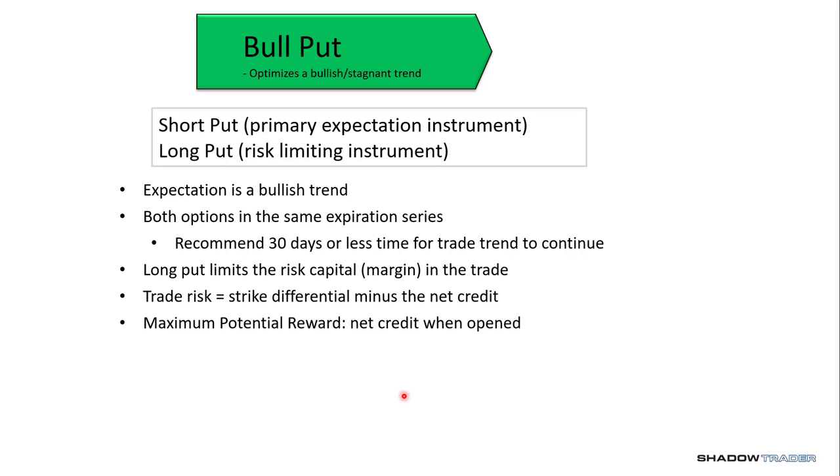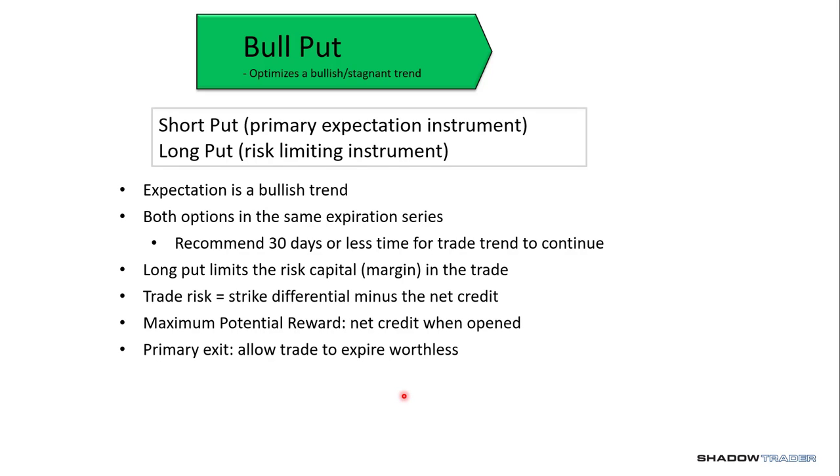The maximum potential in this trade is just the credit that you receive. In the example, you receive $1 on a $4 risk. That would be how you would calculate your risk over return.